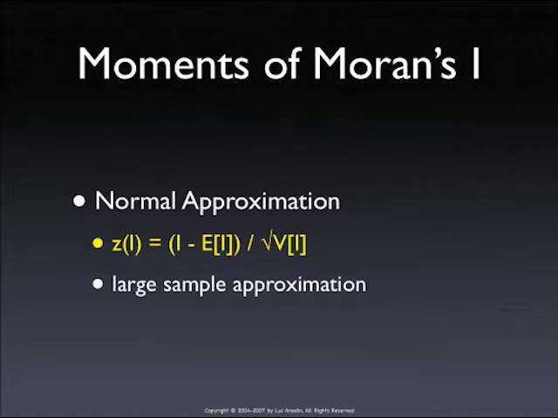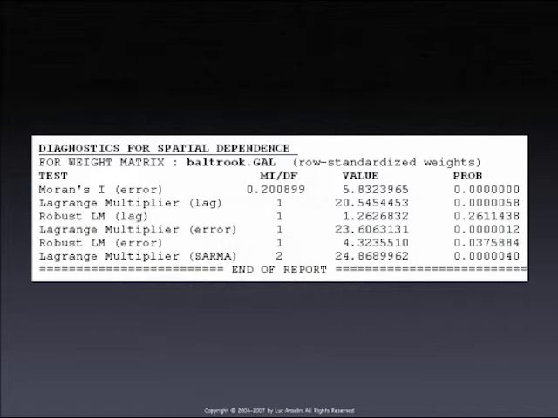Once you do this, then the rest is the same as before. We compute the standardized variate, and we compare that to the standard normal distribution. That's a large sample approximation, and we're in business. And this is pretty straightforward.